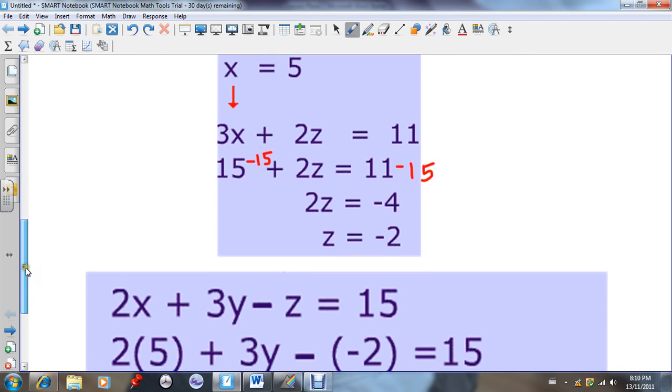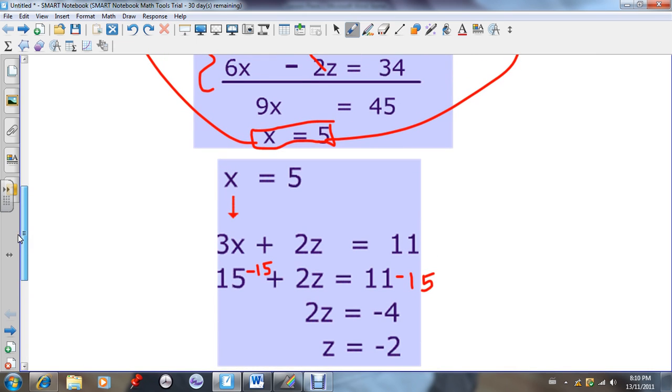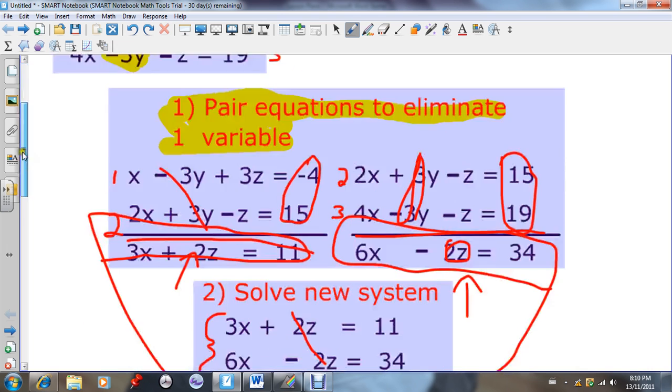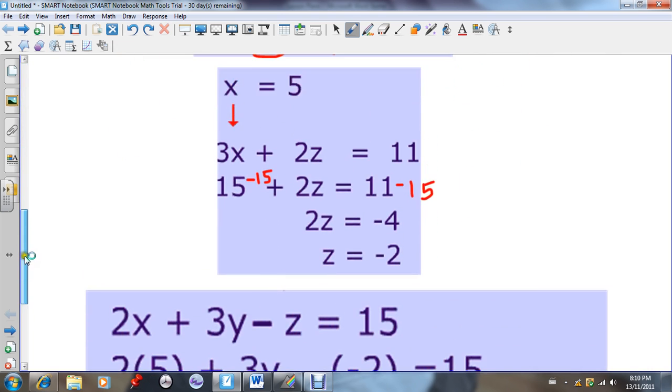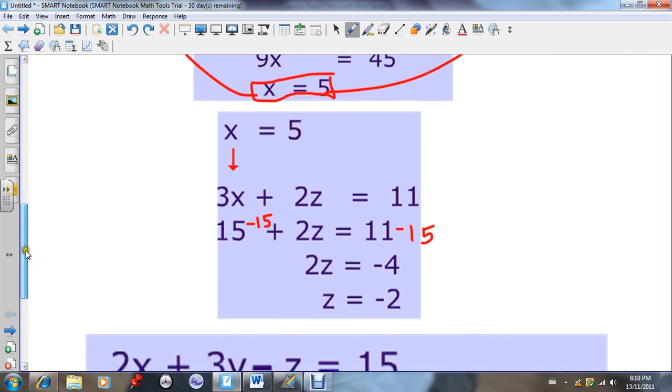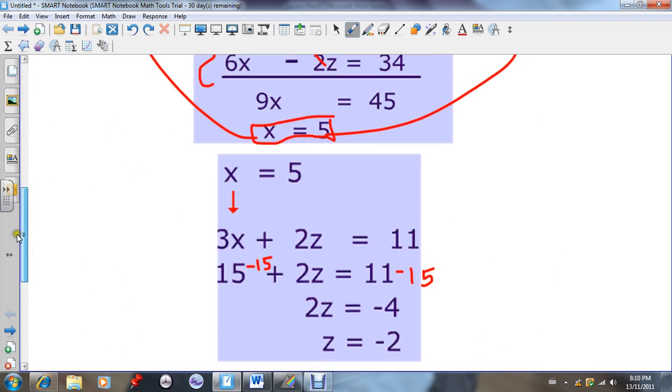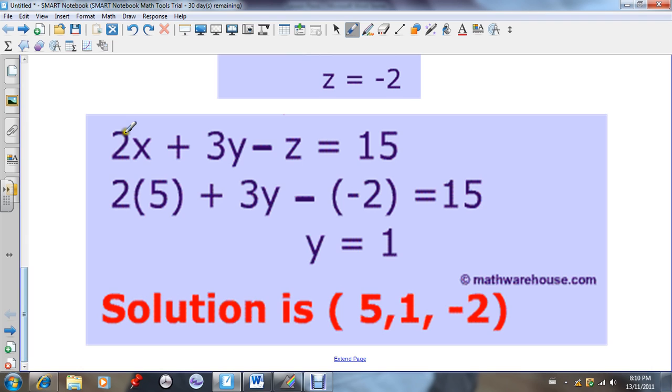Now, pretty good. Here's what you do. In order to solve for y, you had to take your x is 5 and z is minus 2 and sub it into either 1, 2, or 3. Doesn't matter which one you use. All you got to do is sub it into one of these to solve for your missing variable y. Which one are we using? Number 2. Put it into number 2 and you get this.